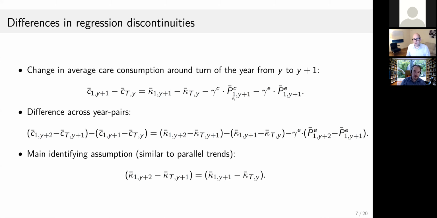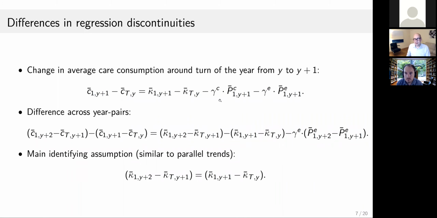Why do I only get the prices on the first day of the year? Well, because I've selected my individuals in a way so that both prices were 0 at the end of year y. Okay, so therefore I only get these 2 prices here. The other 2 prices are already set to 0. Then what I do is I take the difference across year pairs. So I simply subtract this for 1 year pair from the other year pair. So here y plus 2, y plus 1. This is the second year pair, and I subtract from that that difference for the first year pair. What do I get? I get the difference in the kappas for the second year pair minus the difference in the kappas for the first year pair minus, and now what I get is only that parameter gamma e times the difference in the 2 future prices between y plus 2 and y plus 1.